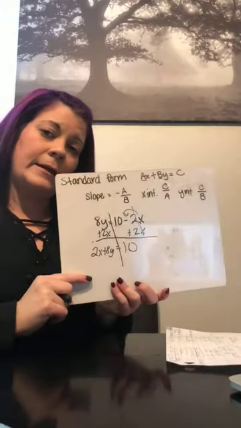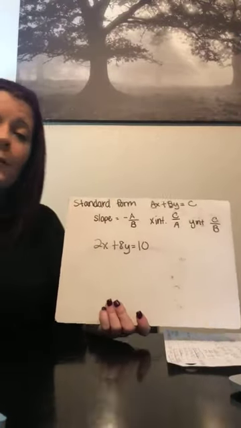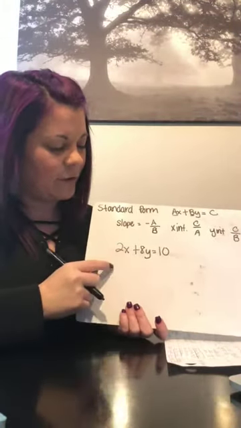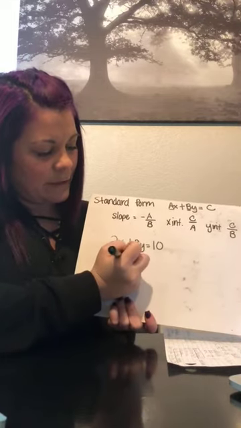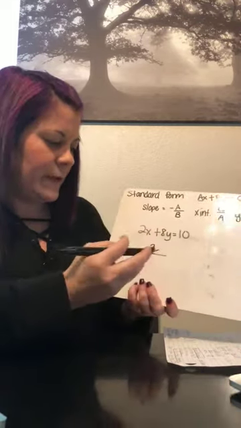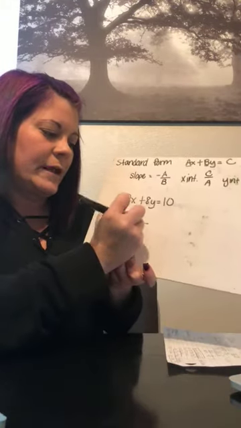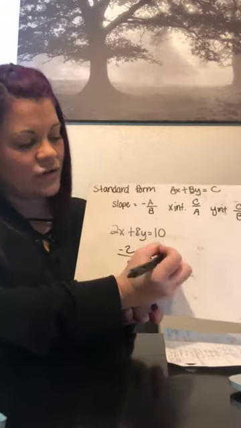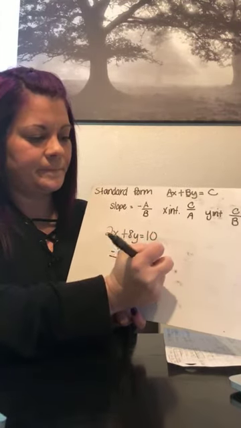I'm going to erase this and rewrite it so it doesn't get a little confusing. 2x plus 8y equals 10. So now let's find the slope, the y-intercept, and the x-intercept. The slope is negative a over b. So the opposite of a would be negative 2 over b. The coefficient of y is 8. So negative 2 eighths. And we reduce that just like a fraction. It would become negative 1/4.